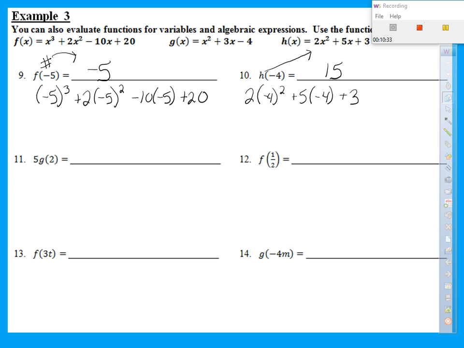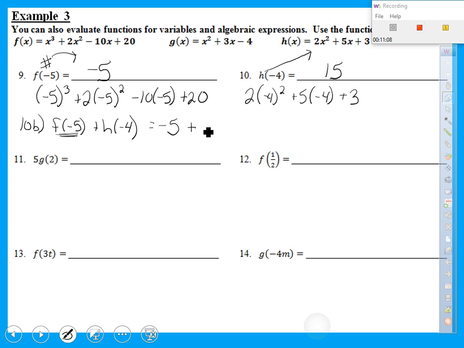Now, I'm going to throw in kind of a 10b. On your homework, you're going to see some problems like this: f of -5 plus h of -4. Well, you can probably figure out what you're going to do. You got to figure out what f of -5 is. In this case, it is -5. You're going to have an addition sign, and then you're going to figure out what h of -4 is, which was 15, and then you're going to add those together. Why did we add? Because of that sign right there. Okay? So you'll see some of those on the assignment today.